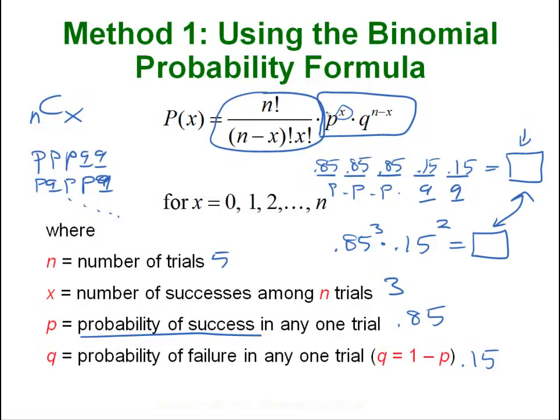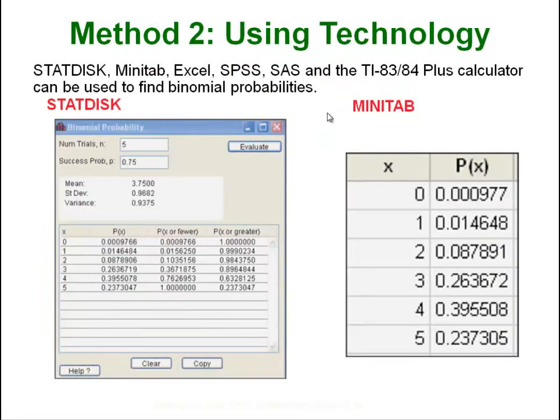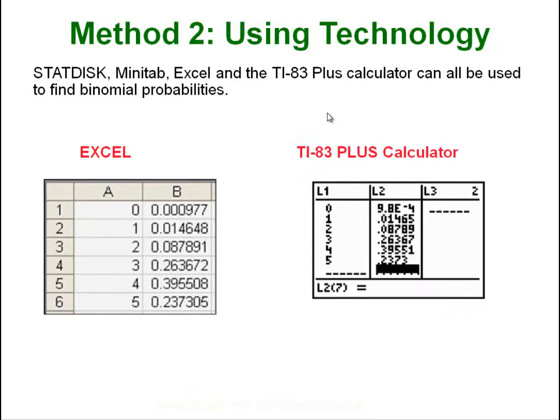It's very simple. Don't worry about memorizing it because method 2 is using technology. Whether you want to use StatDisk or StatCrunch or Minitab or your calculators or Excel, all of these things will run binomial probabilities for you very easily. So there's no need to memorize that formula and use that formula.